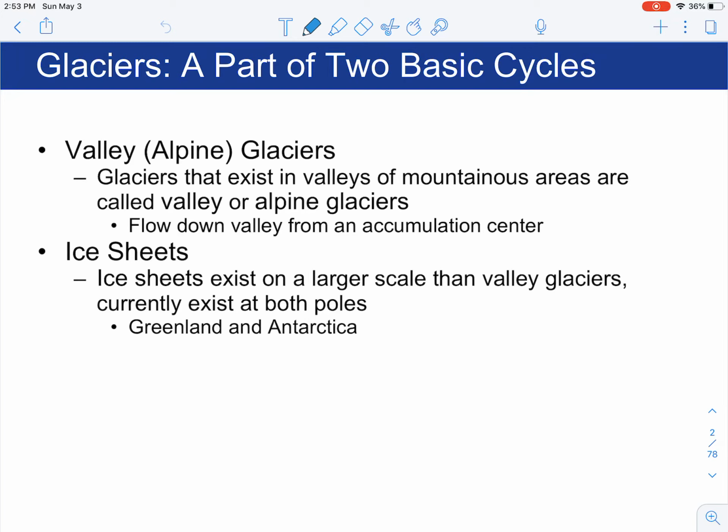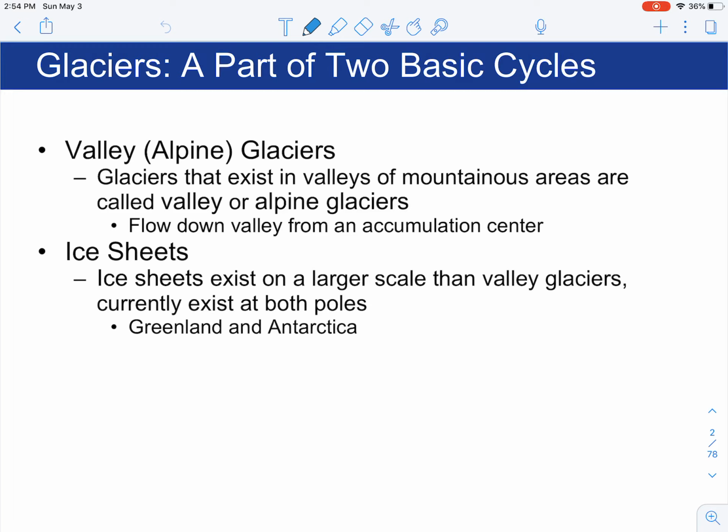There are something called a valley or an alpine glacier. And these are glaciers that exist in mountainous areas. So some of the ones that you might be familiar with would include the Rocky Mountains in the west, the Cascade Mountains in the Pacific Northwest. Alaska has a lot of valley or alpine glaciers. The Himalayas. So all of the world's largest mountains with the highest elevations have these glaciers. And again, these will flow in response to gravity from the head, which is closer to the peaks of these mountains, towards the valleys below them.